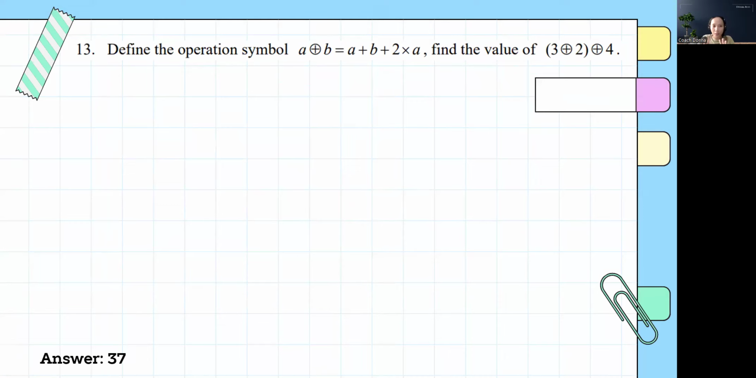So this is not yet number theory, okay? This is arithmetic. Define the operation symbol: A symbol B equals A plus B plus 2 times A. Find the value of 3 symbol 2, that's in parentheses, okay? The quantity of 3 symbol 2. You have a question? Yes, can you please type it in the chat box? I'll view it.